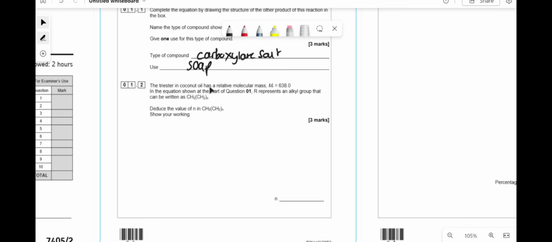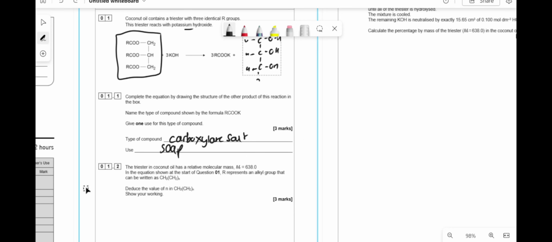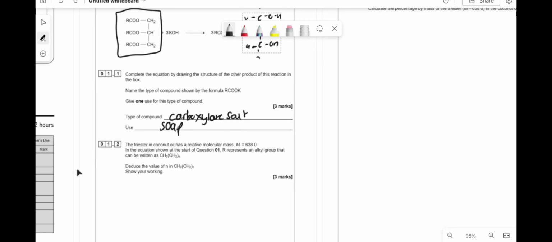The triester in coconut oil has a relative molecular mass Mr of 638. In the equation shown at the start of question 1, R represents an alkyl group that can be written as CH3(CH2)n. Deduce the value of n in CH3(CH2)n and show your working. So what this question is telling you is that this whole thing equals 638, and this R bit here is some multiple of CH2.